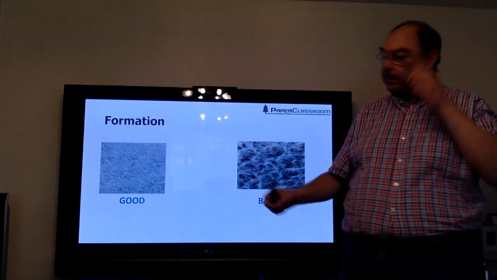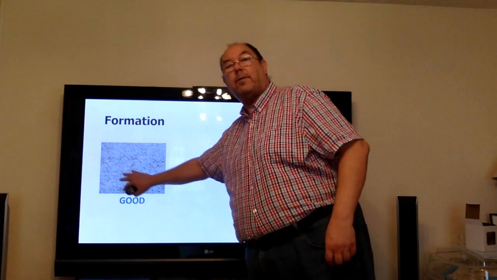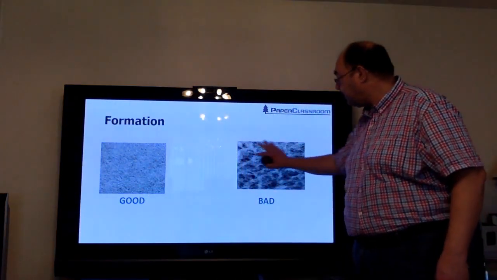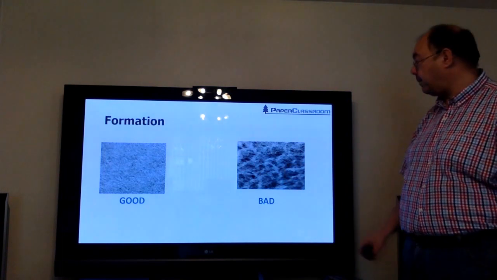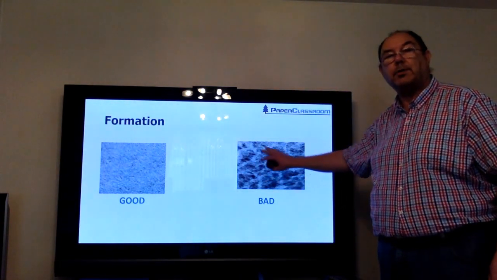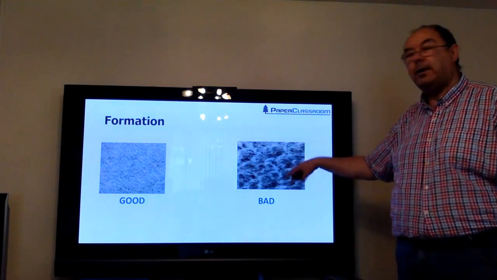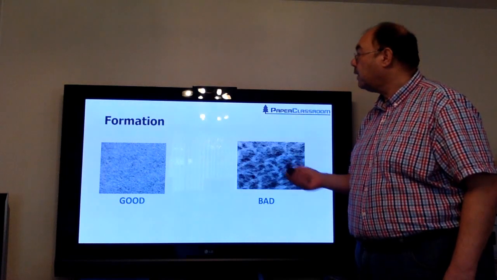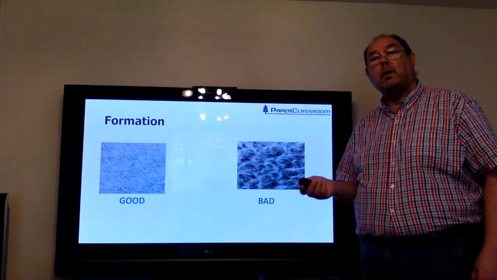So here's an example of a sheet of paper with good formation, where everything is relatively even, and here is a very good example of a paper with bad formation, because you can see there are many light spots and dark spots in a very random configuration. So formation is a problem.